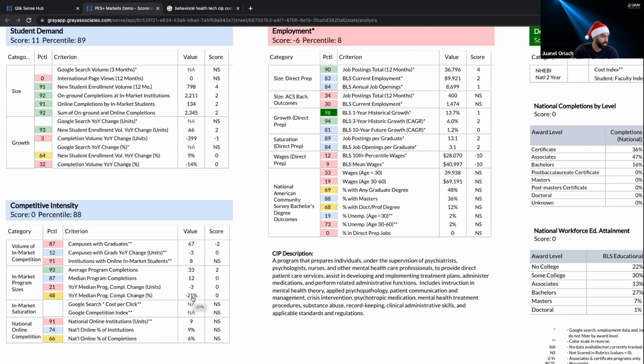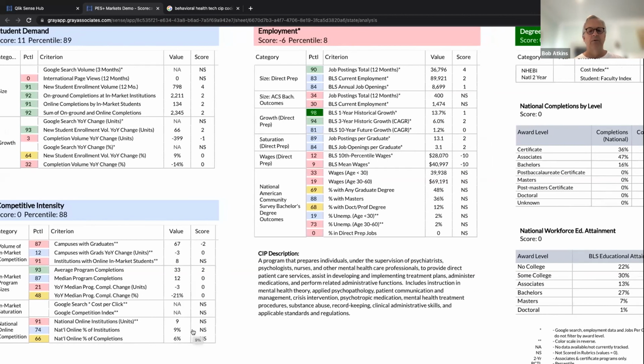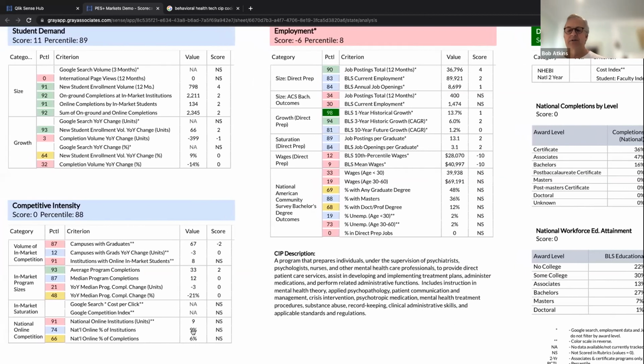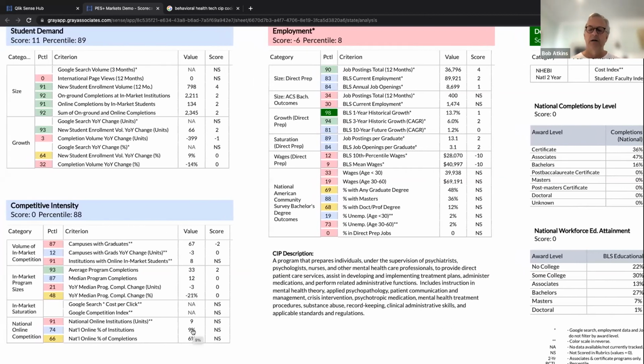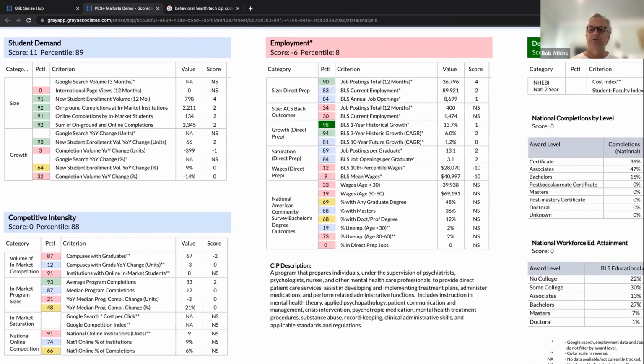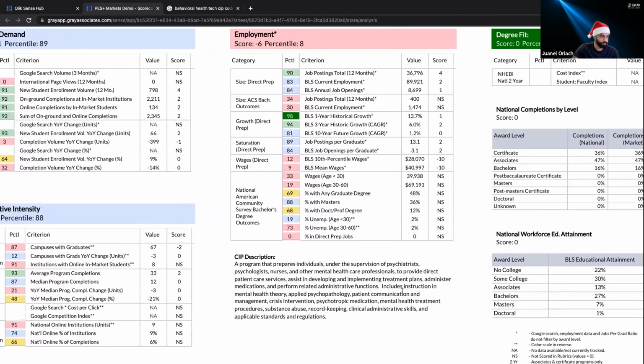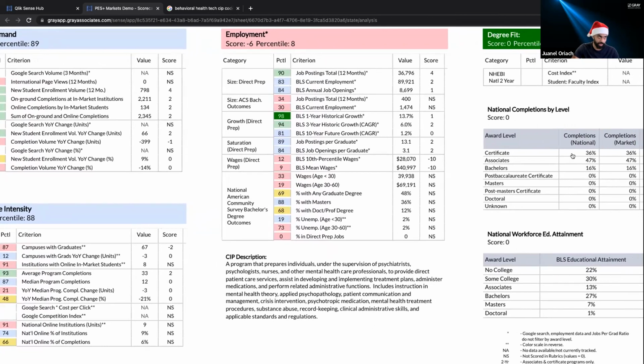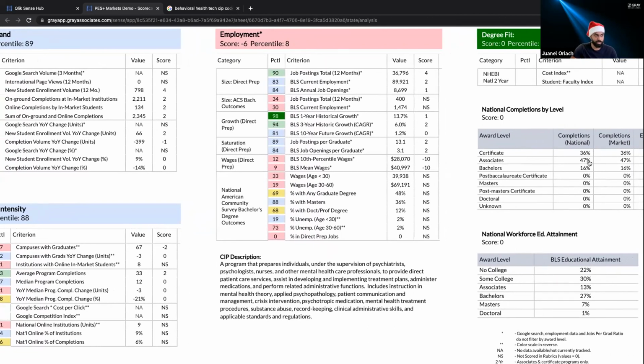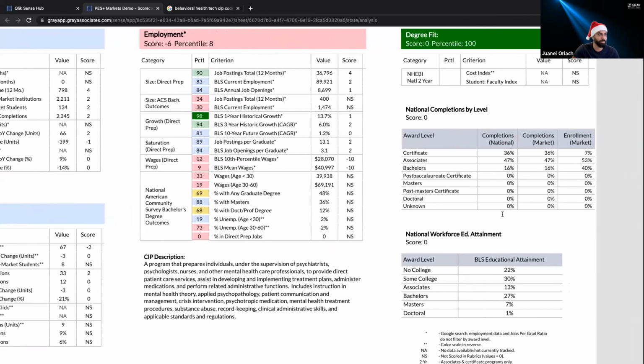Median program size. A little bit of online starting up as well. Wouldn't have been one of the first ones I'd have thought of, but that's actually pretty interesting. I've seen this with some of the other health programs where, at a minimum, you can do a big chunk of your studies online and then potentially come in for an on-campus week or two to get some of your clinical skills covered. We're going to see 36% of completions at the certificate level, 47% of completions associate, and then 16% bachelor's level completions for the zip code here.